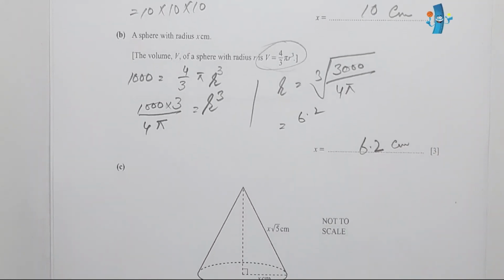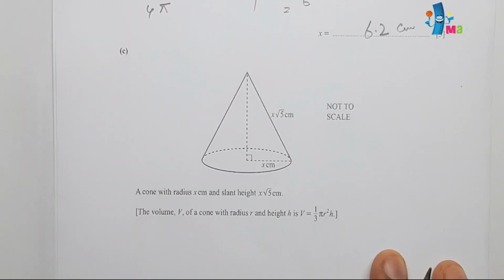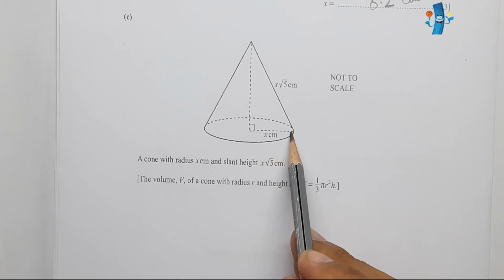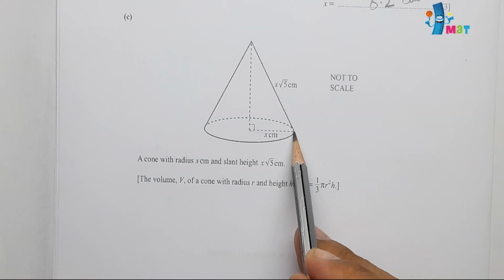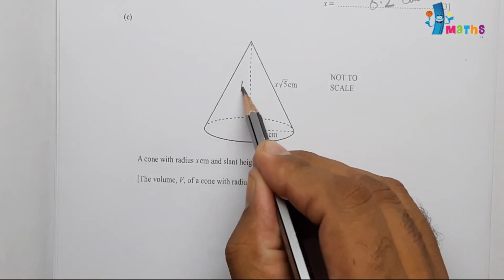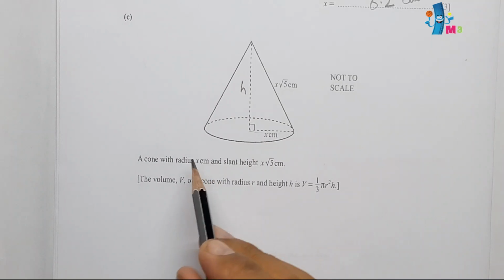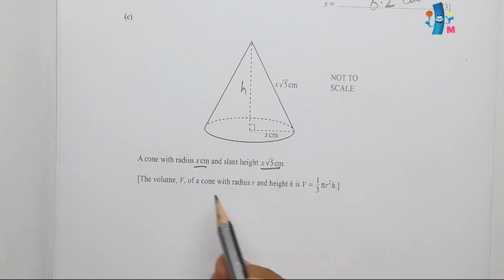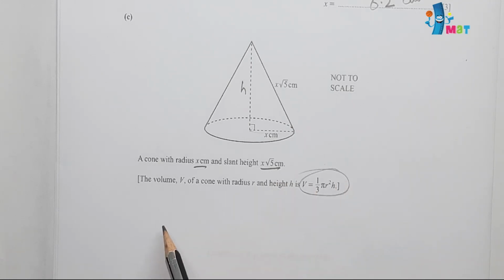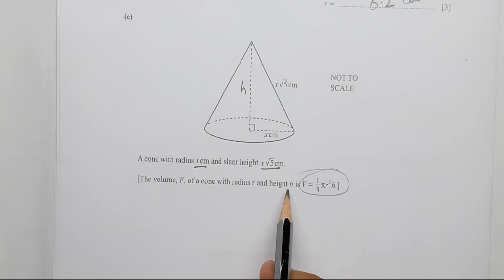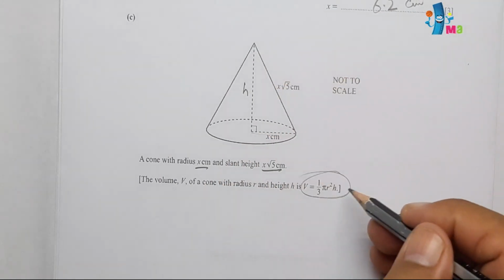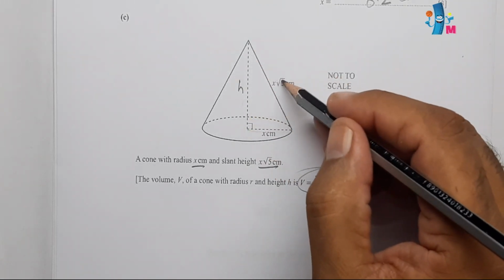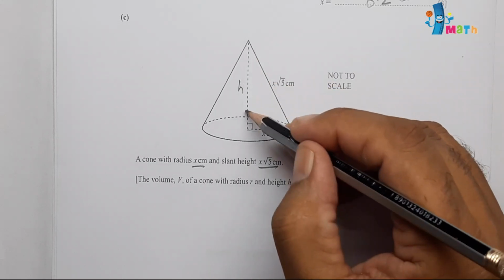This one, C part, is a cone having radius as x and slanting height as x under root 5, and this is the height h, perpendicular height h. A cone with radius x centimeter and slant height x under root 5, and volume is this one, V of the cone with radius this. So first of all, because we need the value of h, which is perpendicular height, we cannot use this value. So by using these two values, we will find h first.